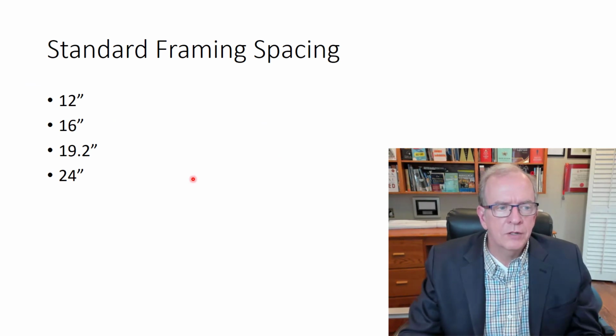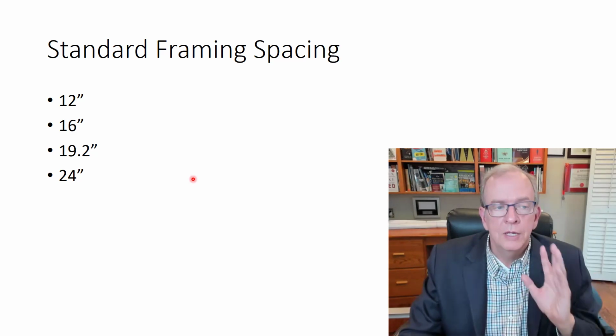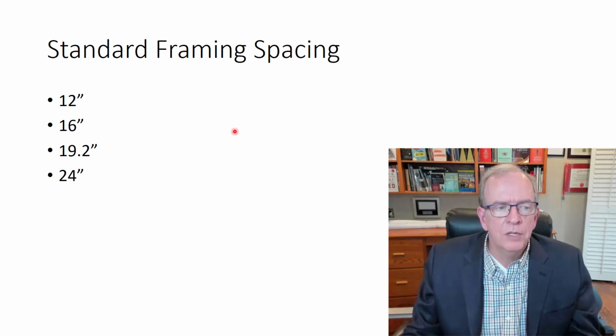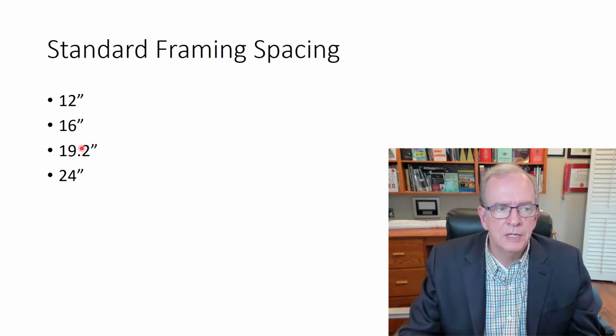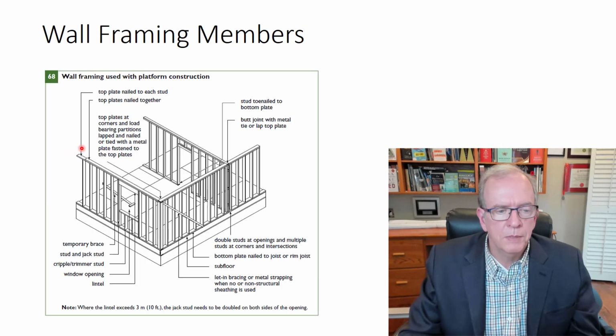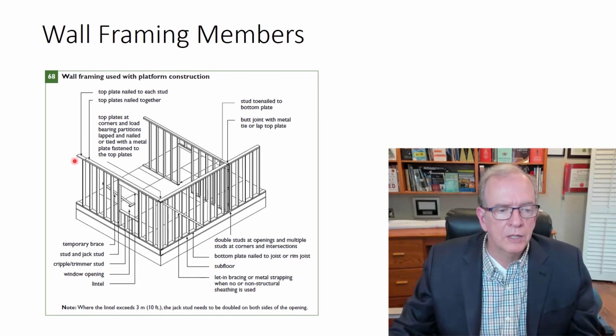But there's your standard spacing: 12 inches, 16, 19.2, and 24 inches. Same thing goes for walls. So you'll see those standard spacing. Probably the most common would be your 16-inch on-center spacing, which is a pretty standard size depending on what's being used. But again, you always have to look at the drawings.